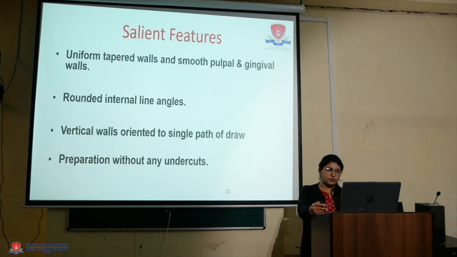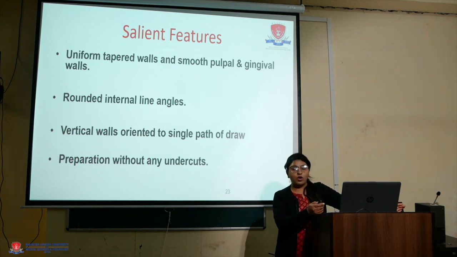So the outline form, the salient features are uniform tapered walls and smooth pulpal and gingival walls. The walls have to be smooth, as when we make a direct restoration also, we take care that the walls are smooth. All the internal line angles have to be rounded and well defined. Then vertical walls oriented to a single path of draw.